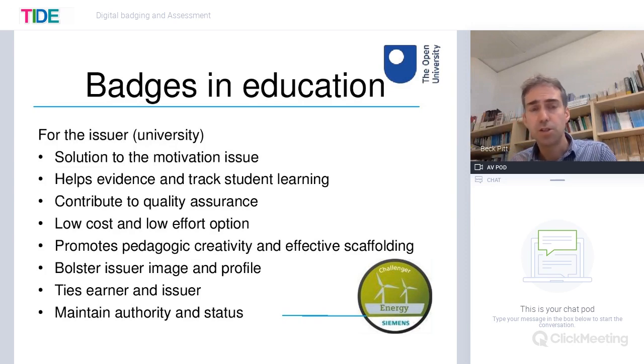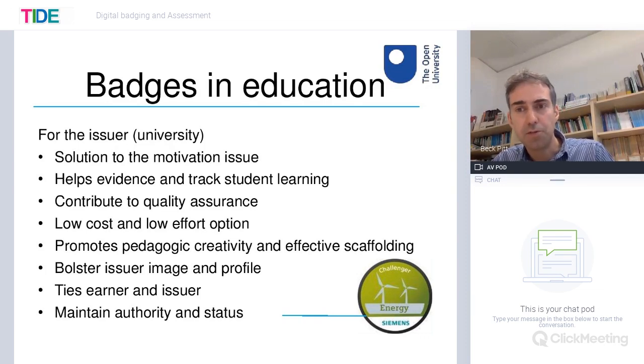So these might be a solution to issues around motivation. If particular groups don't appear to be as motivated, could digital badges be helpful? There's evidence on both sides in terms of what type of learners are more motivated by this technique than others. It can help track students' learning, because one of the great things about receiving a badge is the fact that you can then see who's received the badges. So going back to the analytics, that can be useful for monitoring learner progress. It can contribute to quality assurance. It could be potentially a low-cost, low-effort option, although that obviously massively depends on how one decides to implement that.